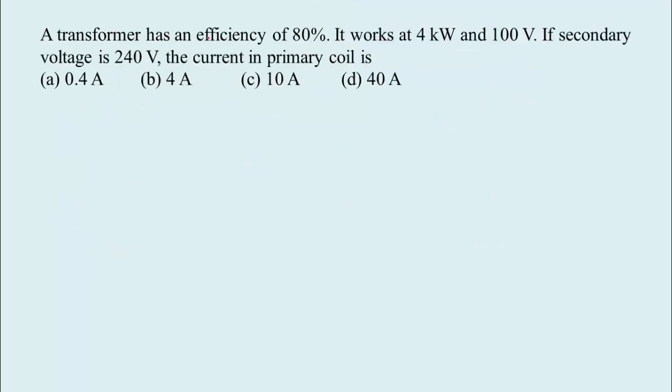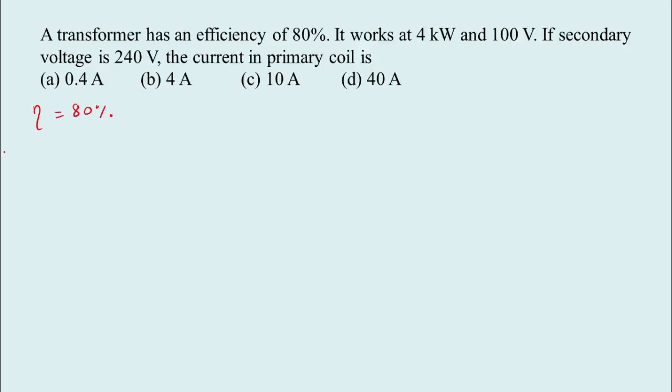A transformer has an efficiency of 80%. It works at 4 kilowatt and 100 volt. If secondary voltage is 240 volt, the current in the primary coil is? Efficiency is given as 80%.